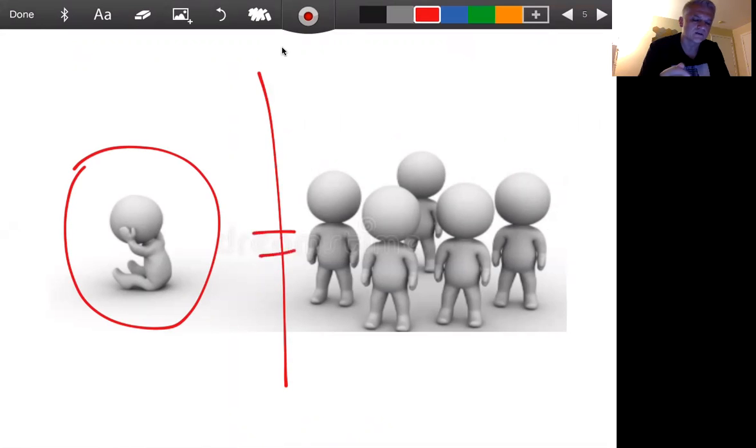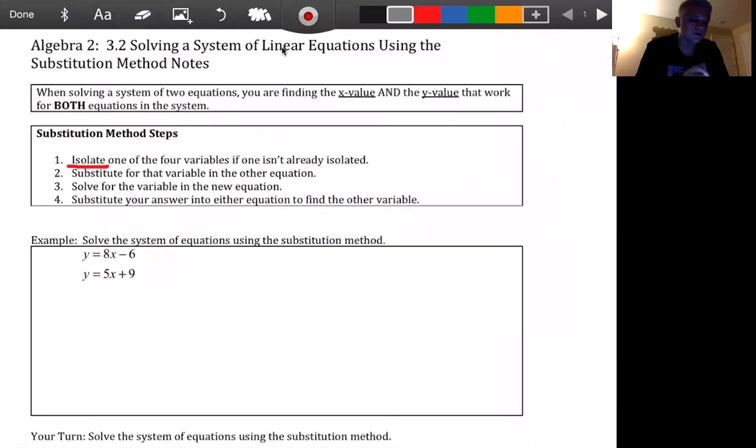Like here's the equal sign. Okay, this guy's isolated. So if this is y equals, cool. We could also do this with x equals. So if it's x equals, that's cool too. All right. So we're going to isolate one of your variables if it's not already isolated. Okay, and it could be in the first equation or the second equation. That's why it says one of the 4 variables. So you'll have an x and a y in the first and an x and a y in the second. So as long as we isolate one of them, we're good.